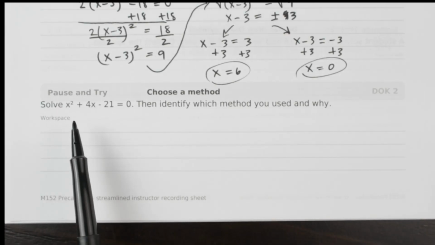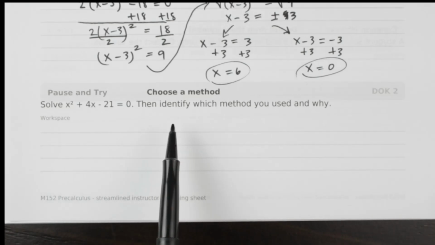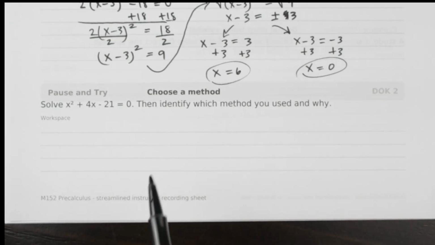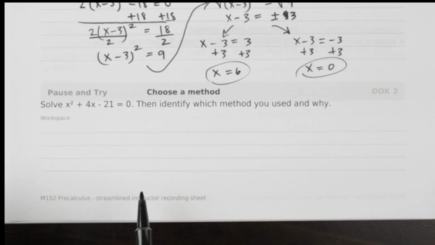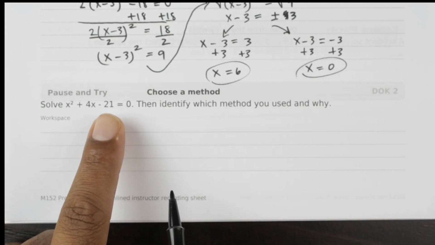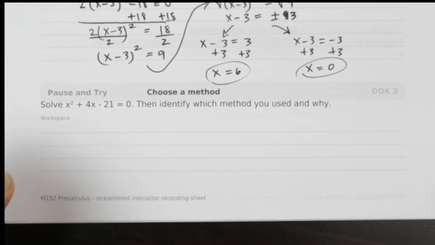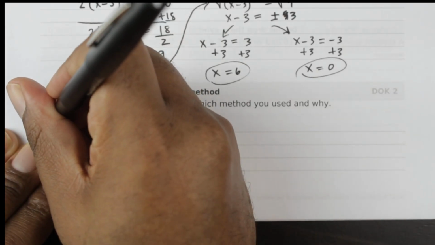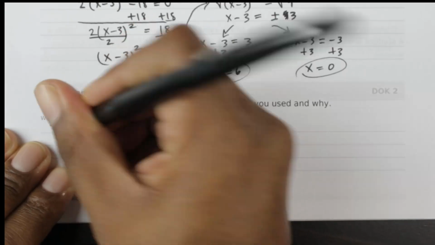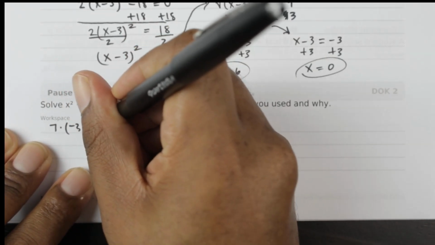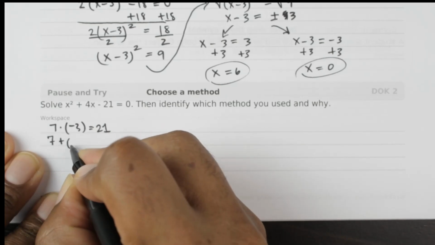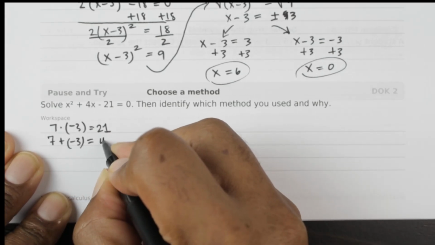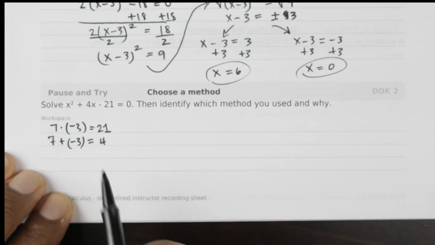Okay, so it says solve x squared plus 4x minus 21 equals 0. Then identify which method you use and why. So in this problem, this particular quadratic factors easily. All we need to do is find 2 numbers that multiply to negative 21 and add to 4. Those numbers are 7 and negative 3, because that'll give me negative 21, and 7 plus a negative 3 will give me the positive 4 that I need. Okay, so that's how those check out.